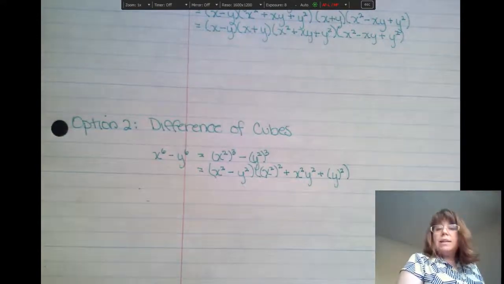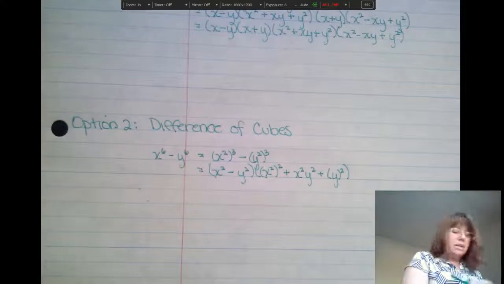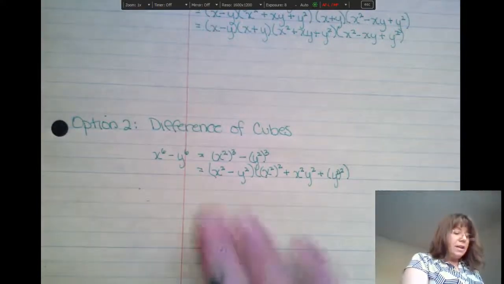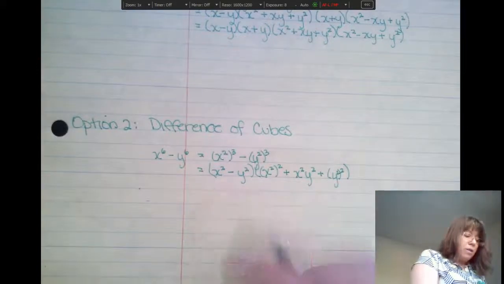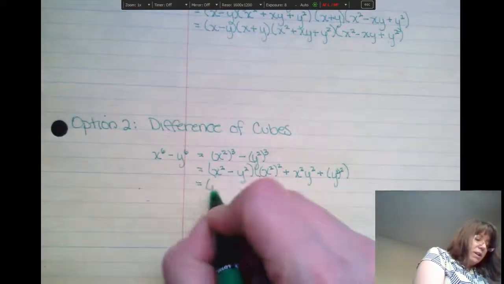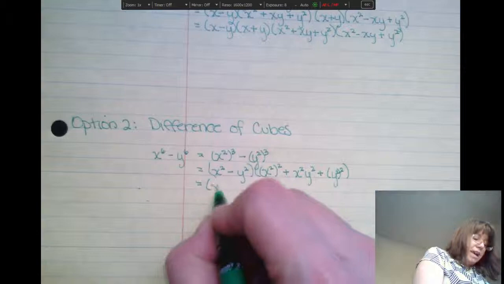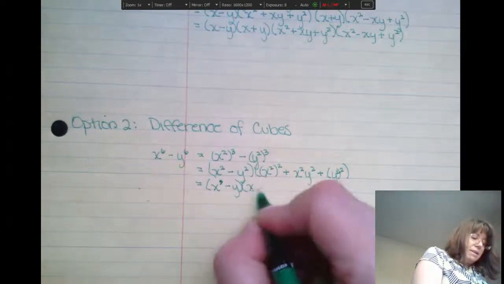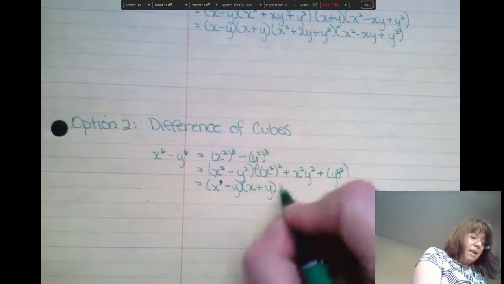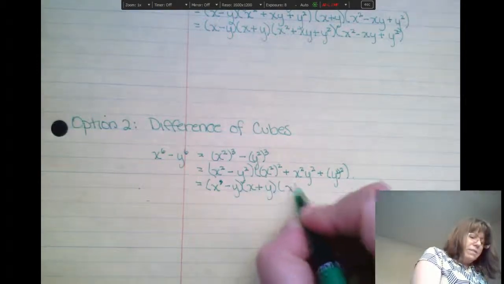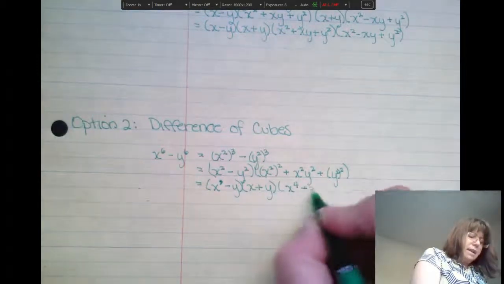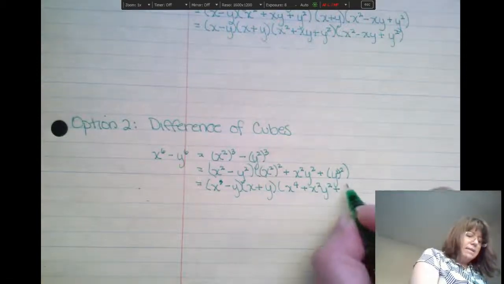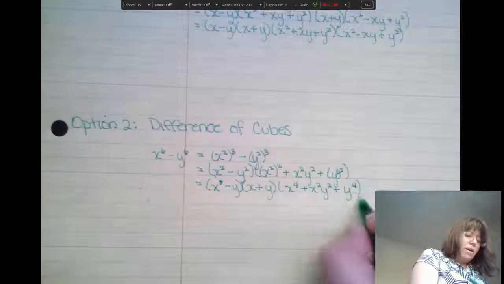But I'm not done yet. I do have to combine some stuff. That should be y to the 4th. And I could break the first term down. I do know that that is going to be the difference of squares, which is x minus y, x plus y, and I get x to the 4th plus x squared y squared plus y to the 4th.